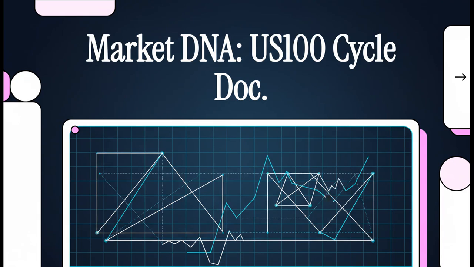All right, today we're going to do something a little different. We're diving into a visual documentation of a system called market DNA. We're going to walk through an entire market cycle for the US100 index, step by step, all through its unique geometric lens. So let's get right into it.